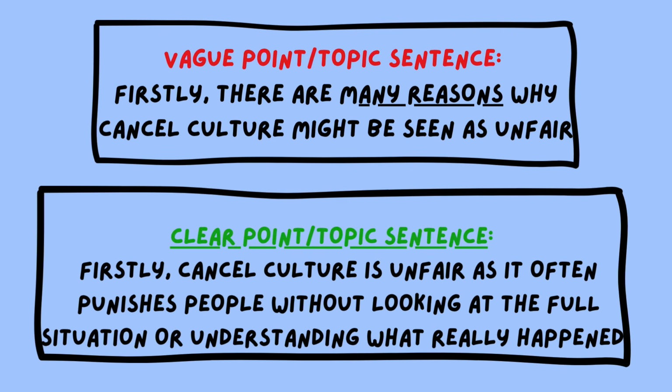When writing your opening point, make sure that you have a clear and specific topic sentence rather than a vague one. Take a look at these two examples. In the first example, it doesn't really tell the reader what the point actually is. Whereas in the second example, it makes a clear point and tells the reader exactly what the paragraph will argue.